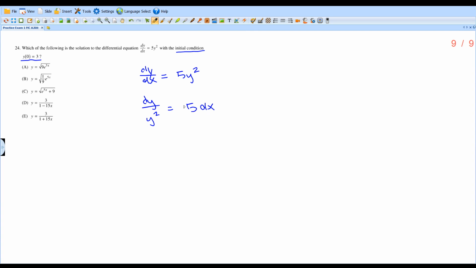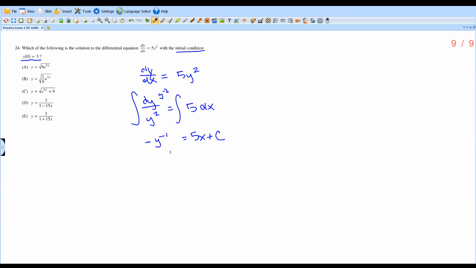And then we're going to integrate both sides. So if I integrate 5 dx, keep in mind that this is an indefinite integral. So I'm going to have 5x plus c, and this will be the c for really both sides. The integral of dy over y squared, keep in mind over y squared just means y to the negative second. So I'm going to add 1 to that exponent, y to the negative first, and divide by the new exponent. So it'll be negative y to the negative first.